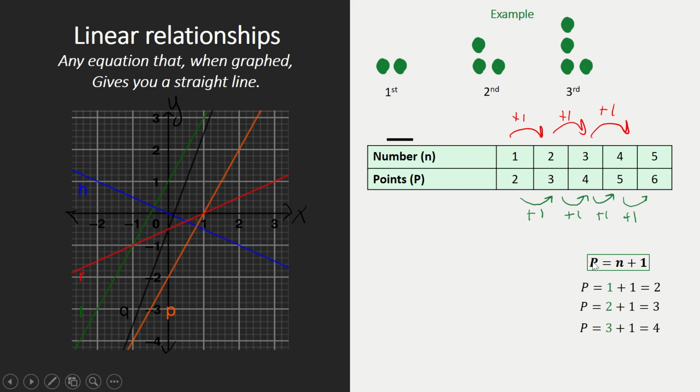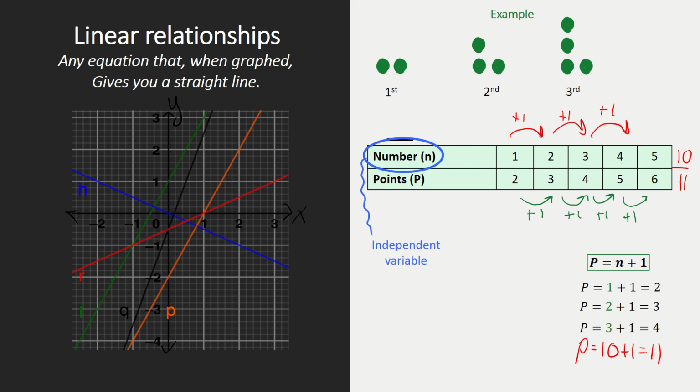So now we also know that, for instance, if you want to know what P is for the 10th diagram, we would do P equals 10 plus 1, and that is equal to 11. So we now know that our 10th diagram has 11 points. As you can see, we can fill in any number that we like because we want to know the diagram.